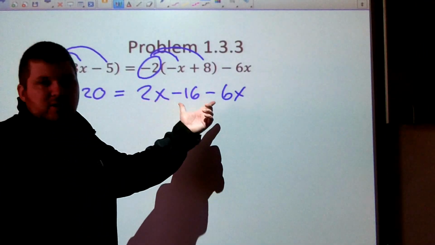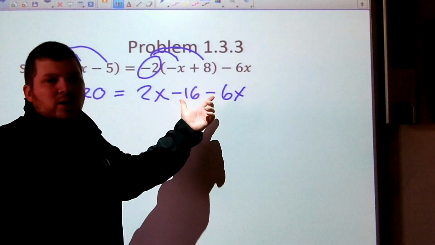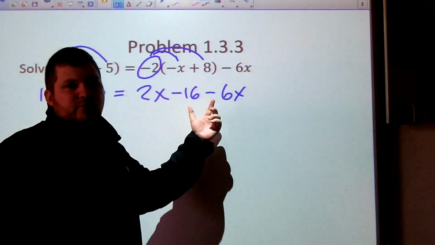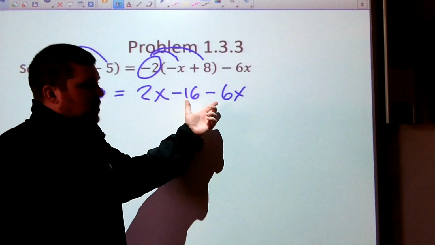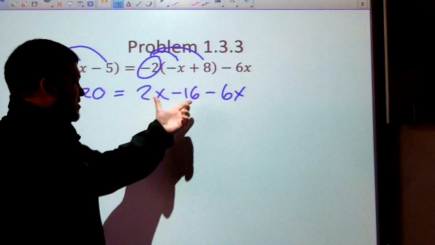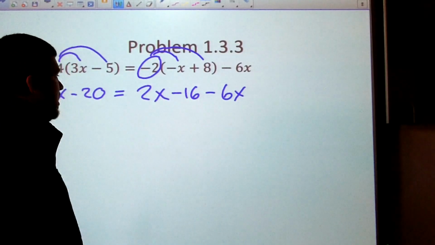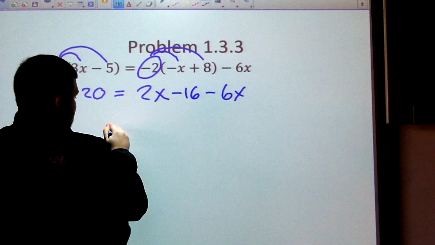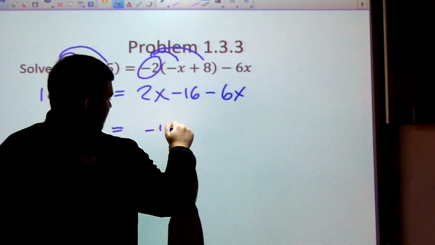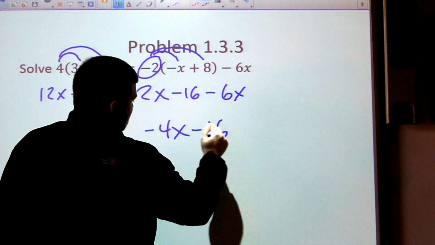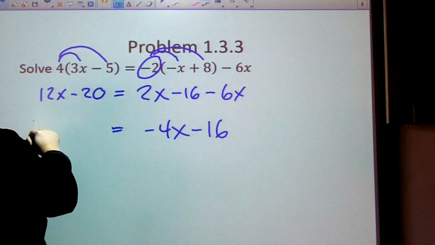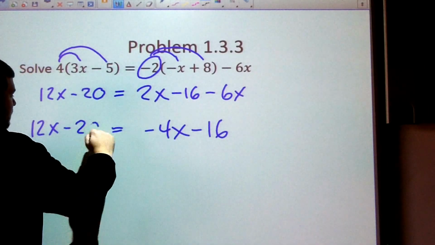Now I'm going to simplify, so you always want to look on either side of the equation and simplify as much as possible first before you start moving things around. So I'm going to simplify over here on the right first. So I have 2x minus 6x, which is negative 4x. Minus 16 just keeps coming down. So we have 12x minus 20.